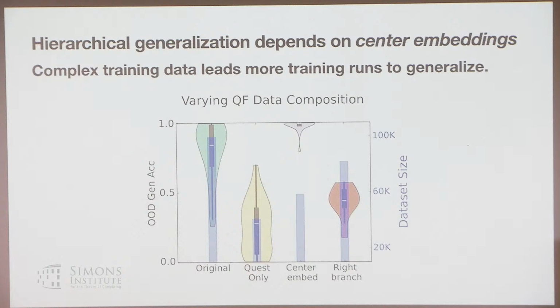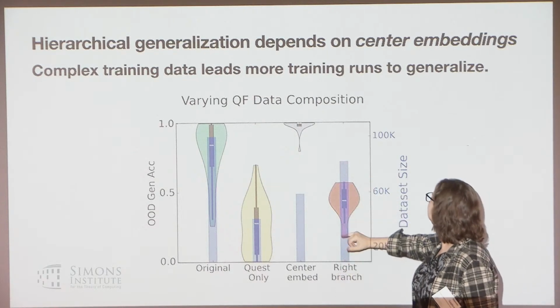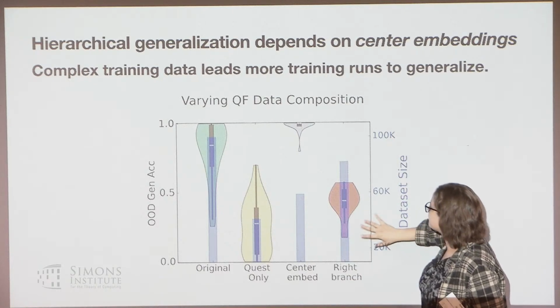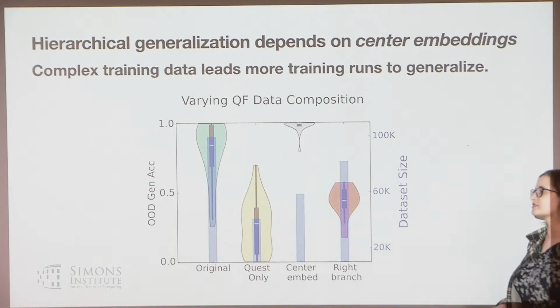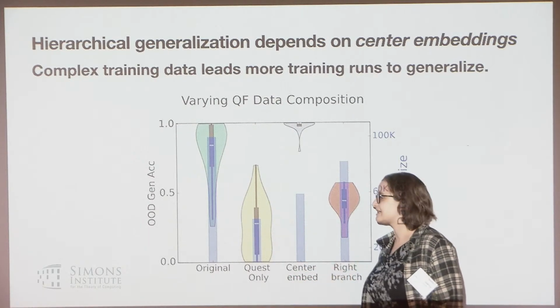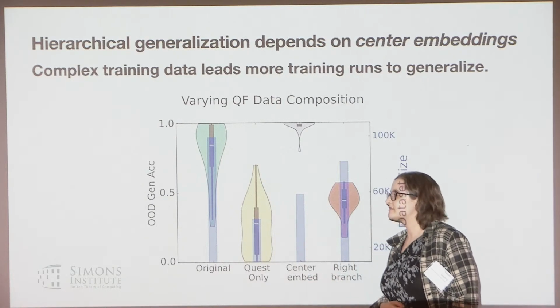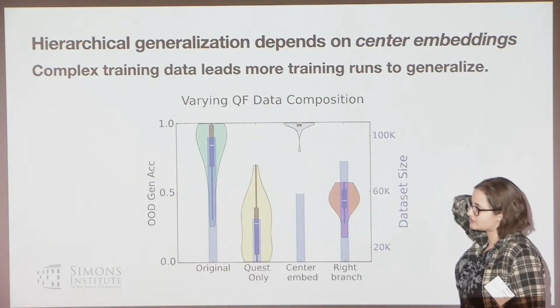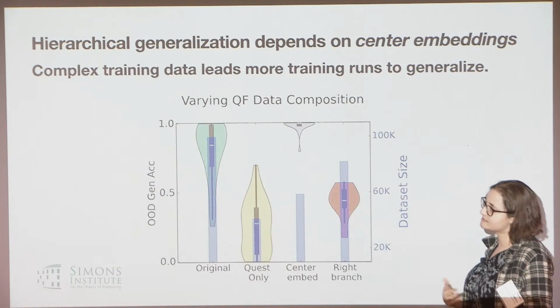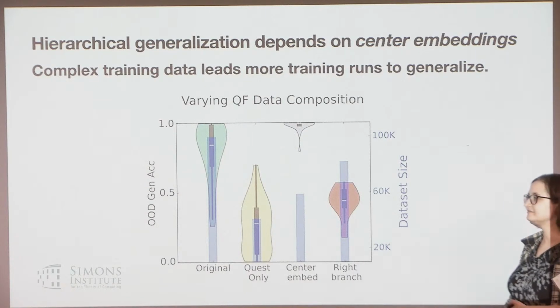And so do the thicknesses of those vertical columns mean something? Oh yeah, this is the size of the data set that it's being trained on. Since we remove some of the data when we say, okay, we don't want any of the right branching data, we don't want any of the center embedding data, we end up removing a little bit of data, so that you can sort of look at it and say, okay, some of this might be just due to the amount of data available. Okay.